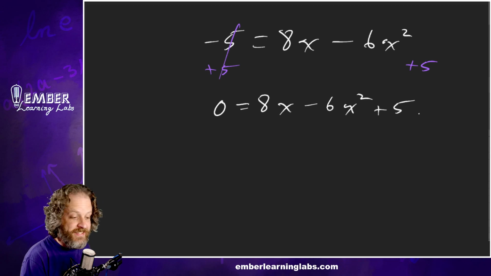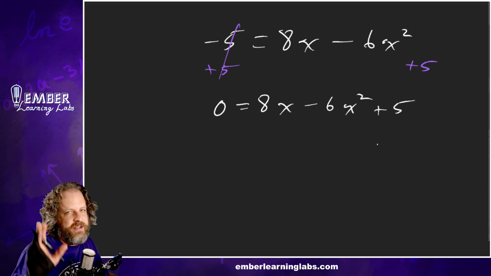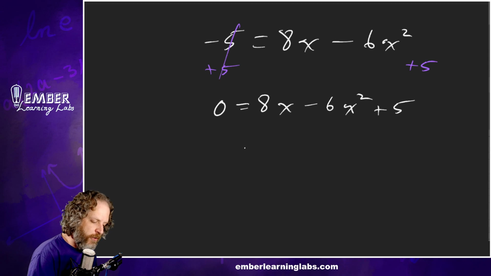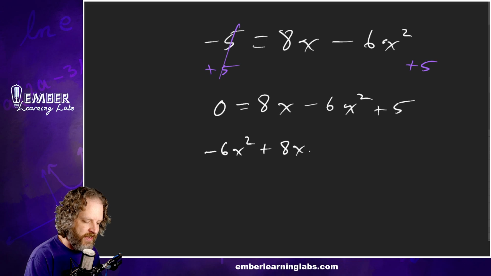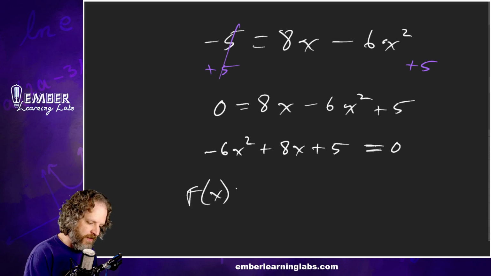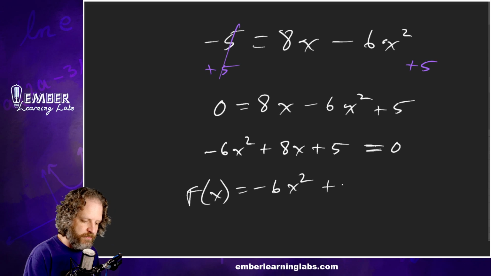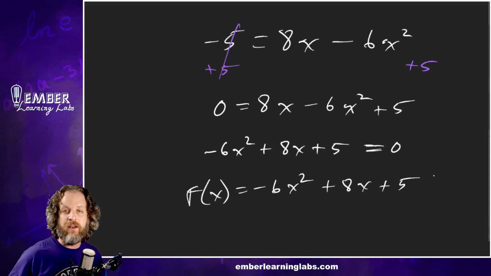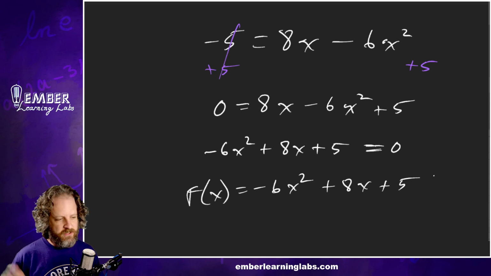Now we're going to rearrange this in descending order, and I'm going to stick the 0 over on the right just because that's more normal. So it's going to be -6x squared plus 8x plus 5 equals 0. It's in descending order, so it's in standard form. Now, in order to solve this equation with graphing, I just go f of x equals -6x squared plus 8x plus 5. I graph that using the methods we learned in lesson 1, and figure out where the x-intercepts are. That's it.